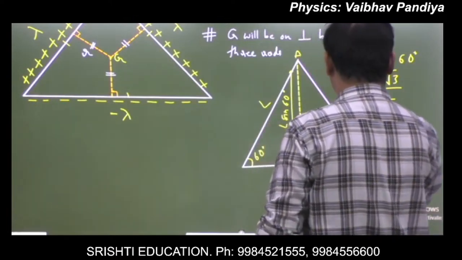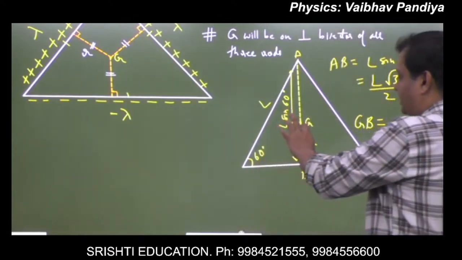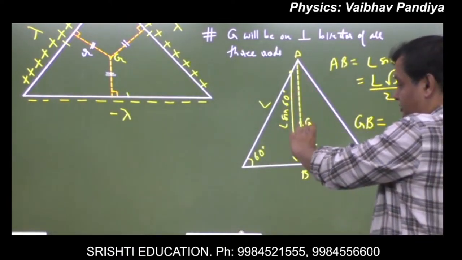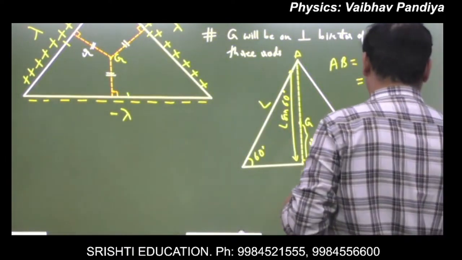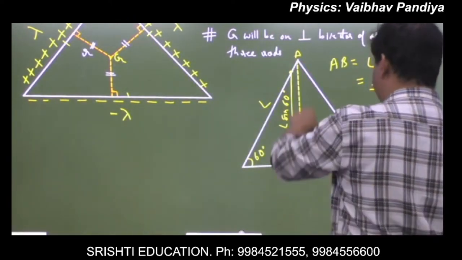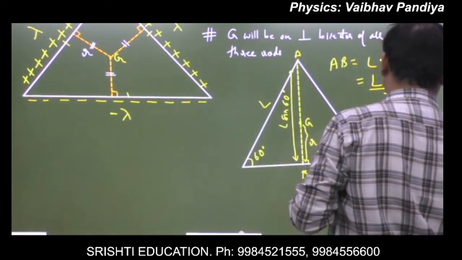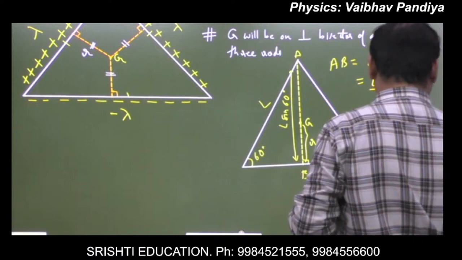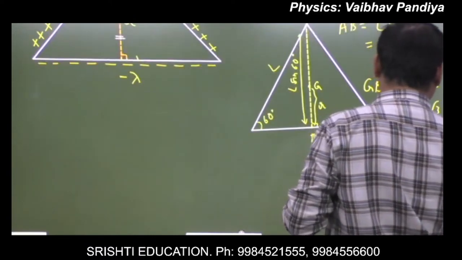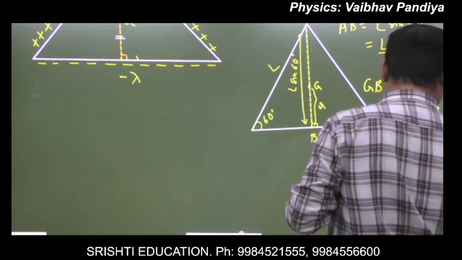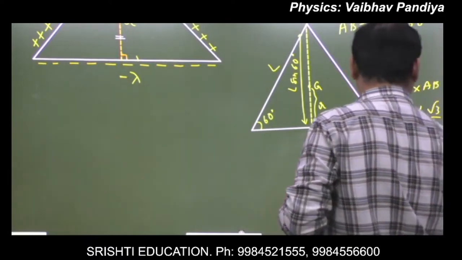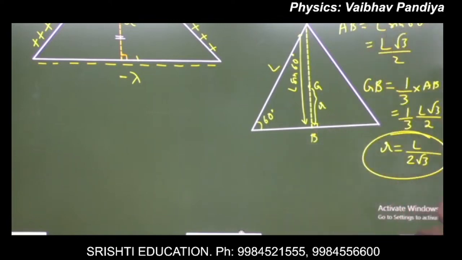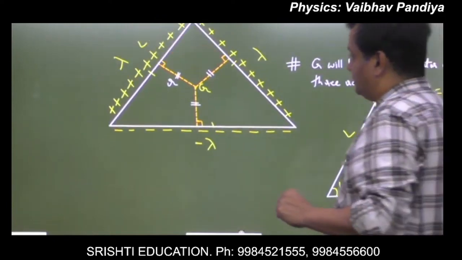Now we have to find GB. Now we know the basic property, the centroid divides the median in the ratio of 2:1 from the vertex. So GB will get one part out of 3, one part out of 3 of the length of the median AB. So it will be 1 by 3 times L root 3 by 2, correct? So what will be the answer? You will get this length as L by 2 root 3. This is the value of R. L by 2 root 3, correct? This is the value of R. Now what will be the electric field?